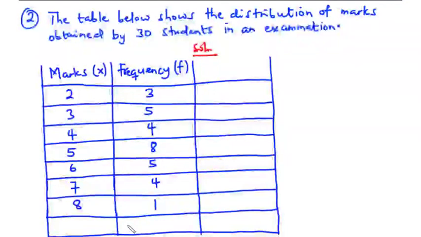So first of all, let's find summation of f. So when you sum up all these values, we are going to get summation of f to be 30. Now let's find summation of fx.